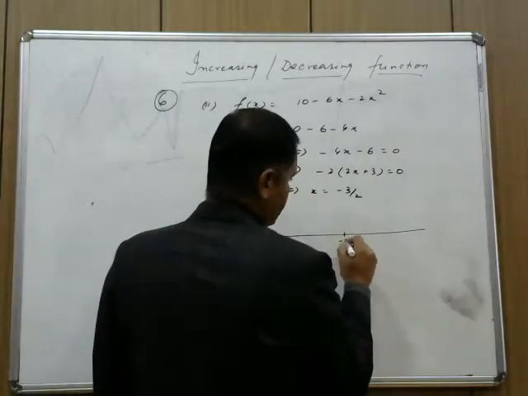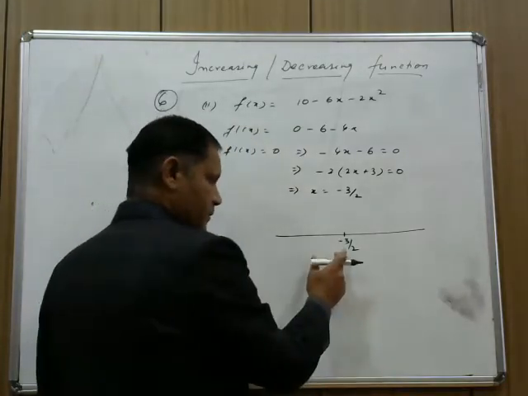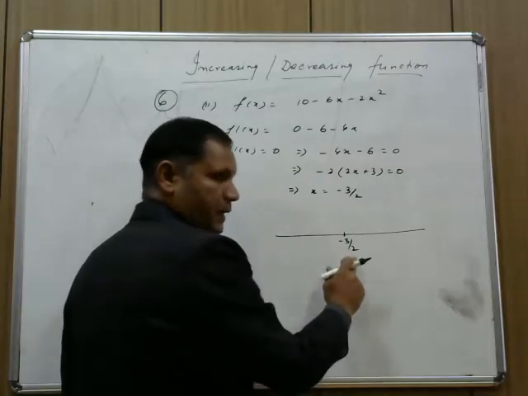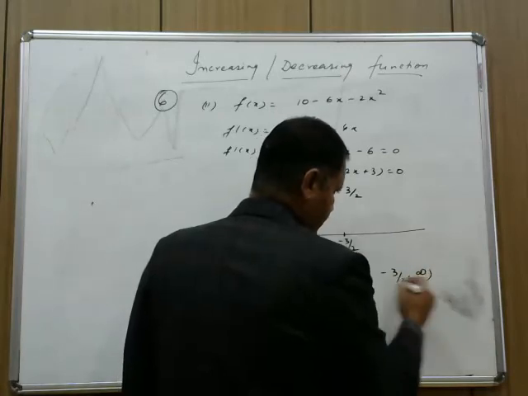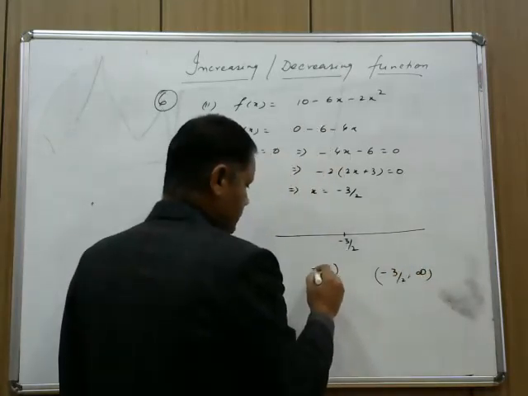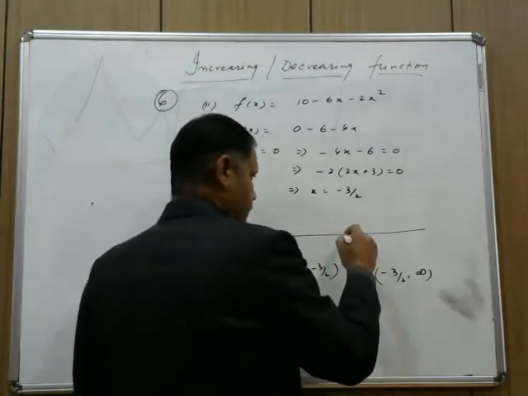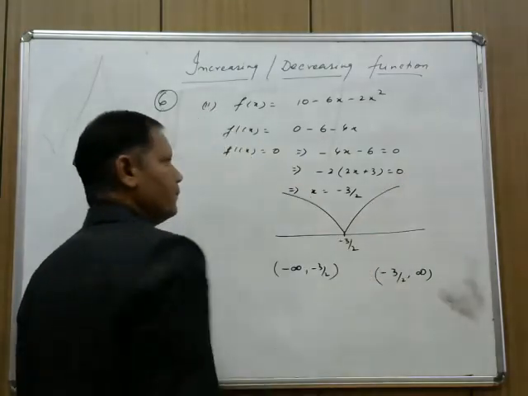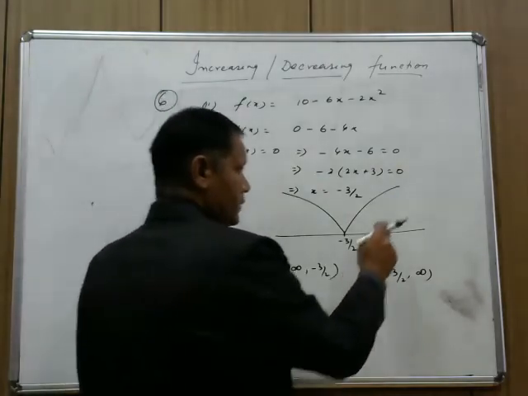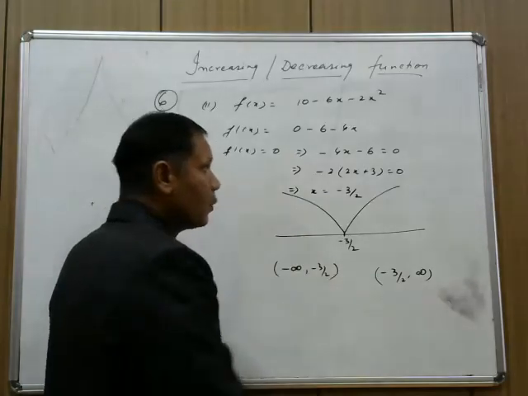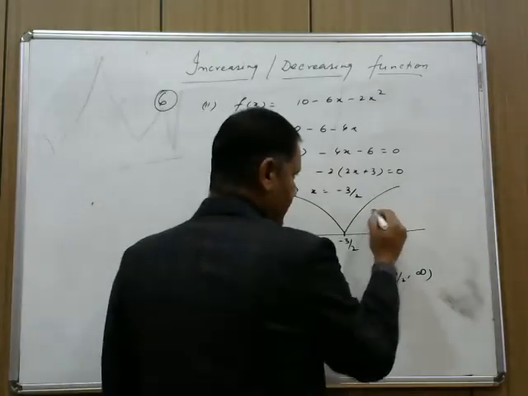There is only one critical point, minus 3 by 2. That means there are only two disjoint sets: minus 3 by 2 to infinity, and second, minus 3 by 2 to minus infinity. Now, by the first method, here I should write plus and here minus, but the whole function is negative. That's why this property will change. Here I write minus, here I write plus.